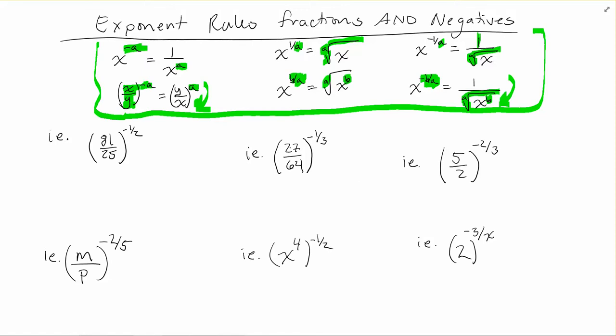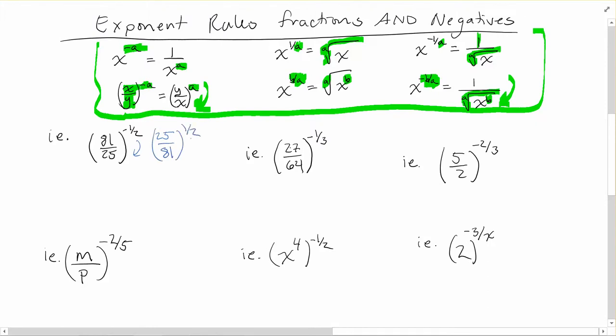Applying these together. The first one I'm looking at is 81 over 25 to the power of negative 1/2. So you can think about this with the negatives first if you like. That might be a nice way to do it. Again, because this is a fraction, I can flip it upside down. So I have 25 over 81 to the power that is now positive 1/2. And remembering that the positive 1/2, that's the same as saying square root of 25 over square root of 81. And in this case, the square root of 25 becomes 5, and the square root of 81 becomes 9.